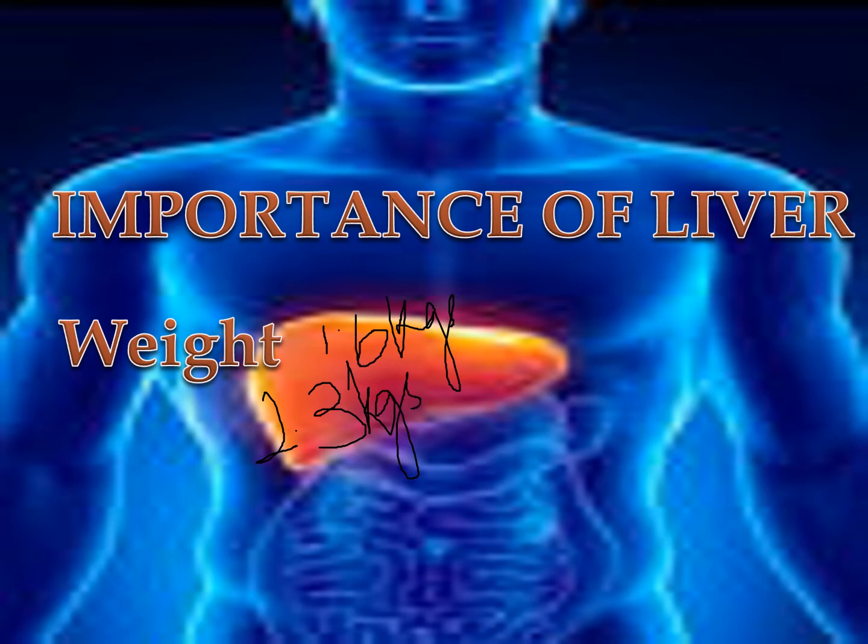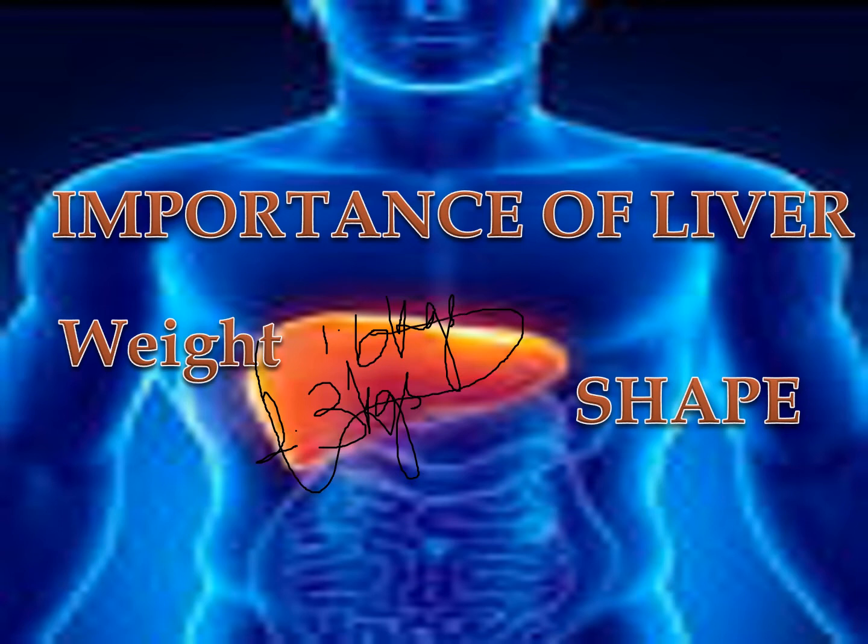Okay. Next, we have to see the shape of the liver. Liver is basically a large solid organ, and it has a wedge shape. As you can see in the figure also, this is a wedge-like shape. This is the shape of the liver.